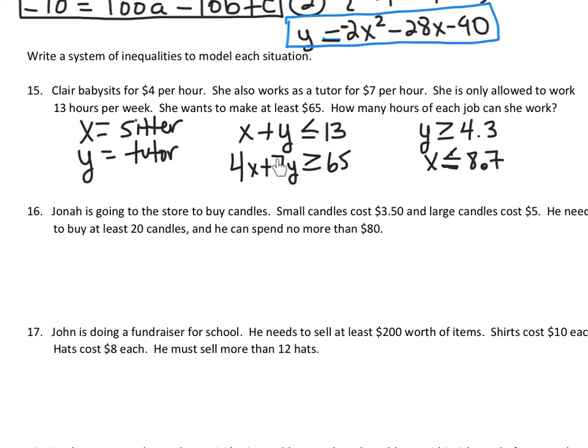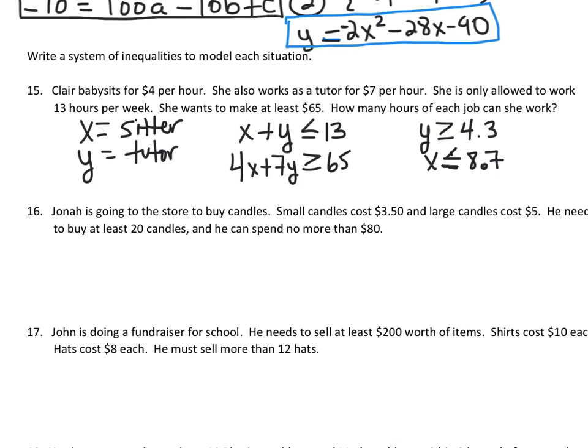So when we solve this system, we get that y is greater than or equal to 4.3, and that x is less than or equal to 8.7. Well, we need to look back at our equation and say, what x value and what y value can we have? We can round this up to an x value of 9, and a y value of 4, and that will give us 9 plus 4, which gives us 13.